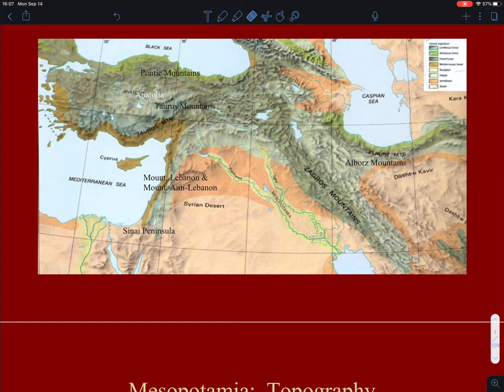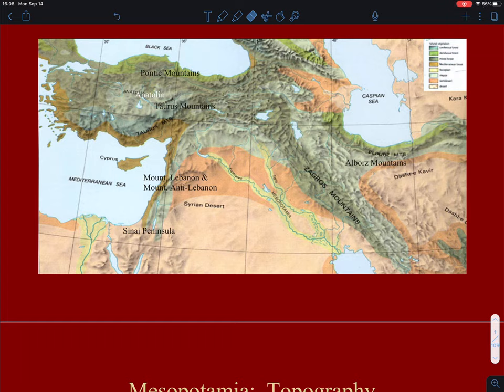But the arc that I was telling you about is created by the Taurus Mountains and two series of mountains that run parallel here, called Mount Lebanon and Mount Anti-Lebanon. To the east of it, you have the Zagros Mountains, which you have to ascend in order to get to the Iranian plateau. And between the two seas, we have the mountainous lands of the Caucasus, especially in Armenia and eastern Anatolia, Armenia being around this region, Azerbaijan being here.